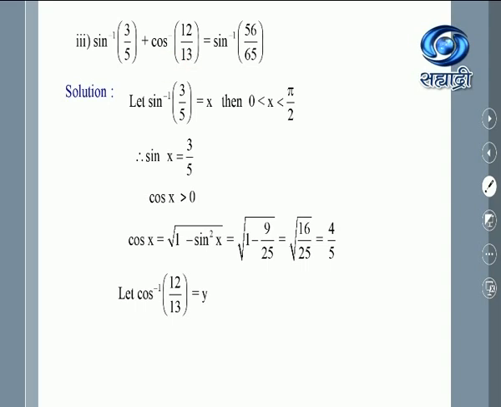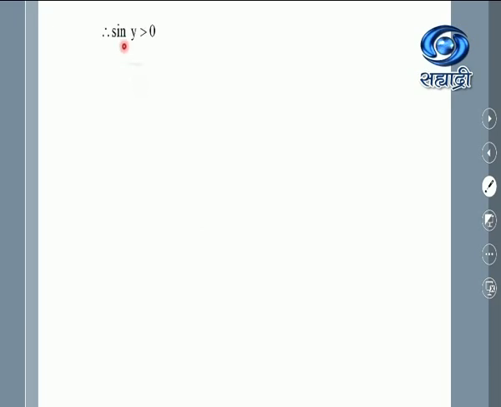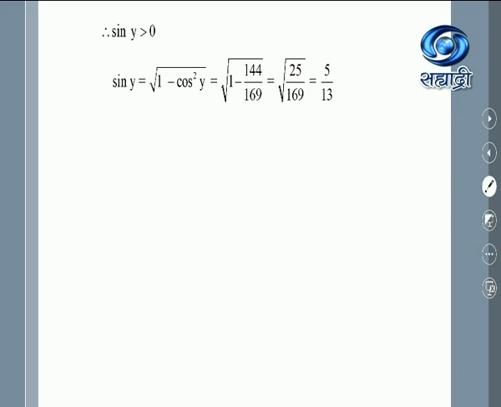Next is the second term. It should be cos inverse of 12 upon 13. So we write this as cos inverse of 12 by 13, and we assume this as y. Next step is to use the definition and write down the condition like this: x is less than pi by 2, greater than 0. So here also we write y is less than pi by 2, greater than 0. Therefore sin y is greater than 0. This is to choose whether this value is plus or minus outside the square root.